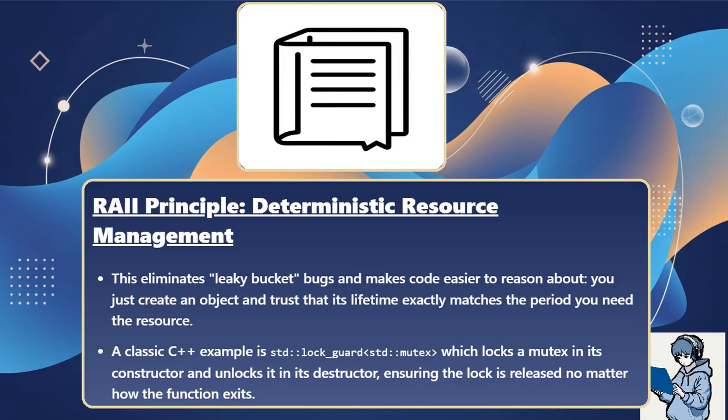A classic C++ example is std::lock_guard of std::mutex, which locks a mutex in its constructor and unlocks it in its destructor, ensuring the lock is released no matter how the function exits.